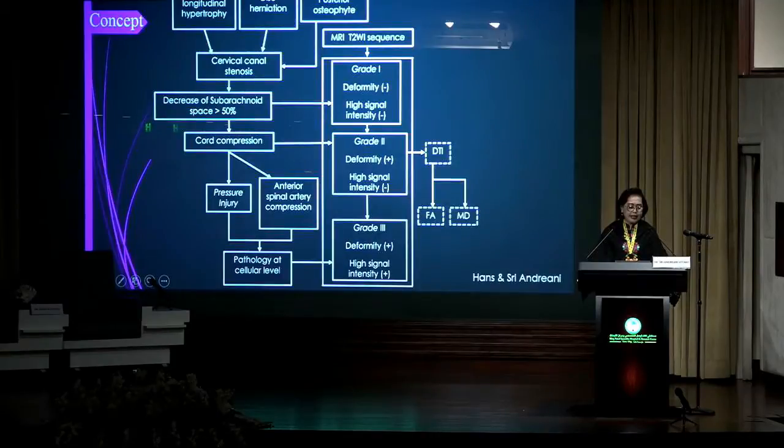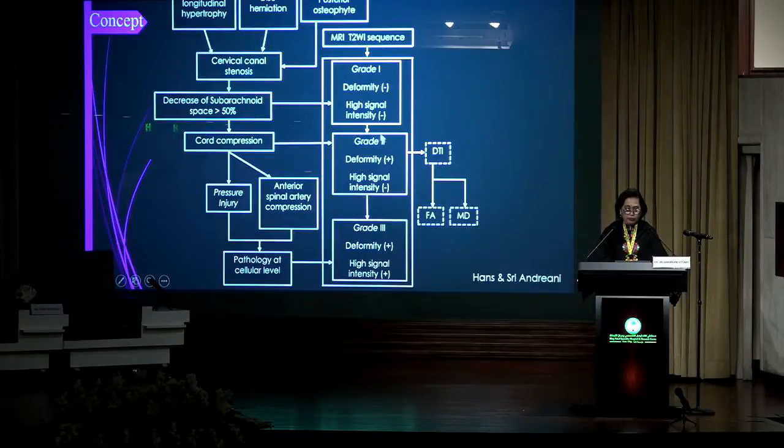So what we see in this OPLL, this herniation, posterior osteophyte, all of this can cause central spinal canal stenosis. And we have the grading system of grade 1, this is mild, and this grade 2 moderate, and grade 3, this is the severe compression of the spinal cord.